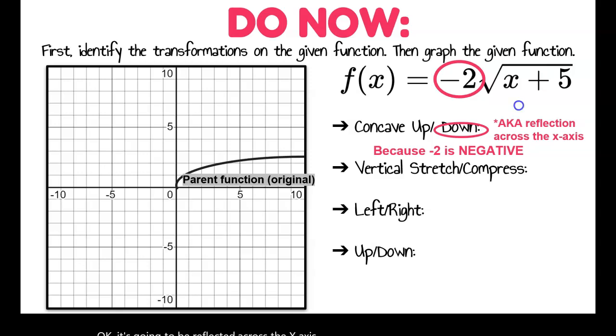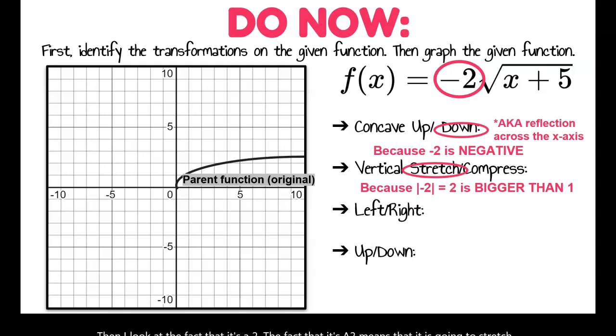Then I look at the fact that it's a 2. The fact that it's a 2 means that it is going to stretch because the absolute value of -2 is equal to 2, which is bigger than 1. Okay, so remember that the negative has to do with it facing up or down, and then the absolute value being bigger than 1 tells me that it is a stretch.